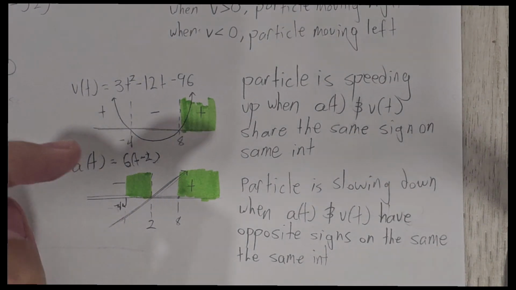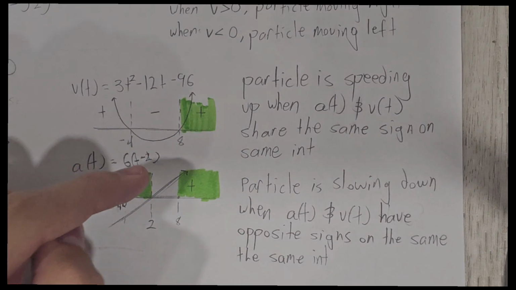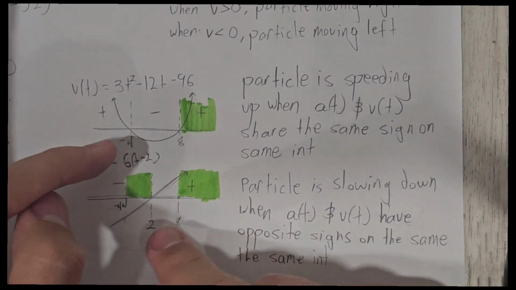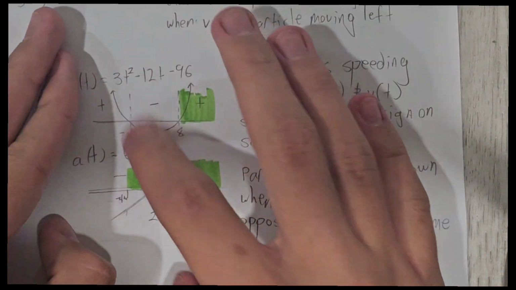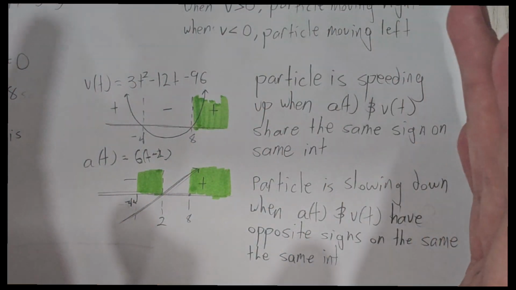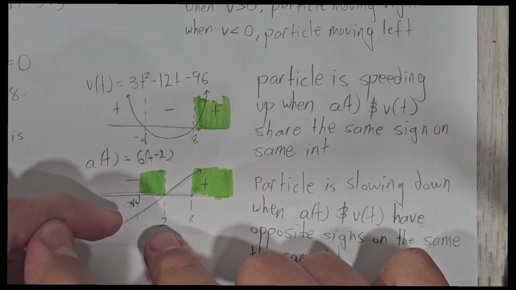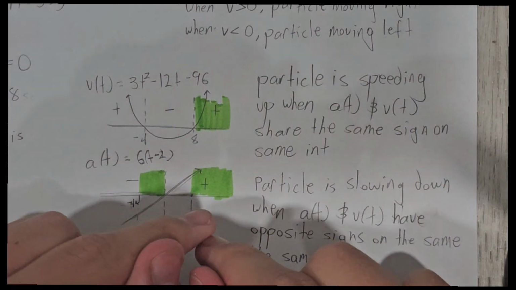So it crosses the x-intercept right here at 2, and that's when it goes from negative to positive. So right here, from negative 4 to 2, both of these are negative, and that counts as them being the same sign, which means that it's speeding up right here in between negative 4 and 2.